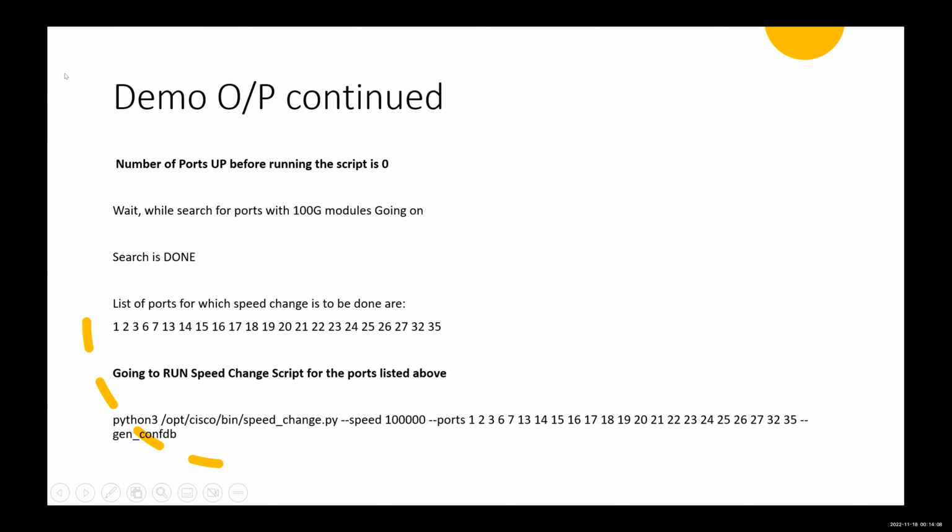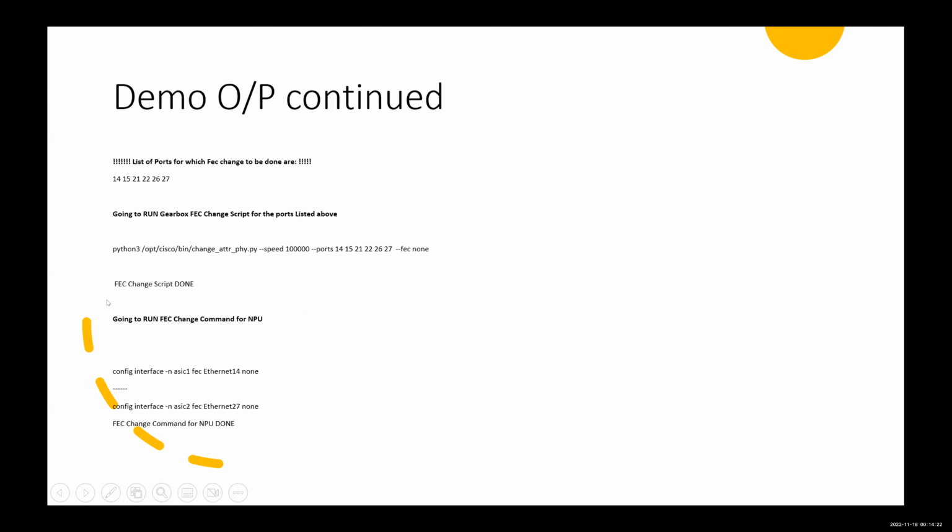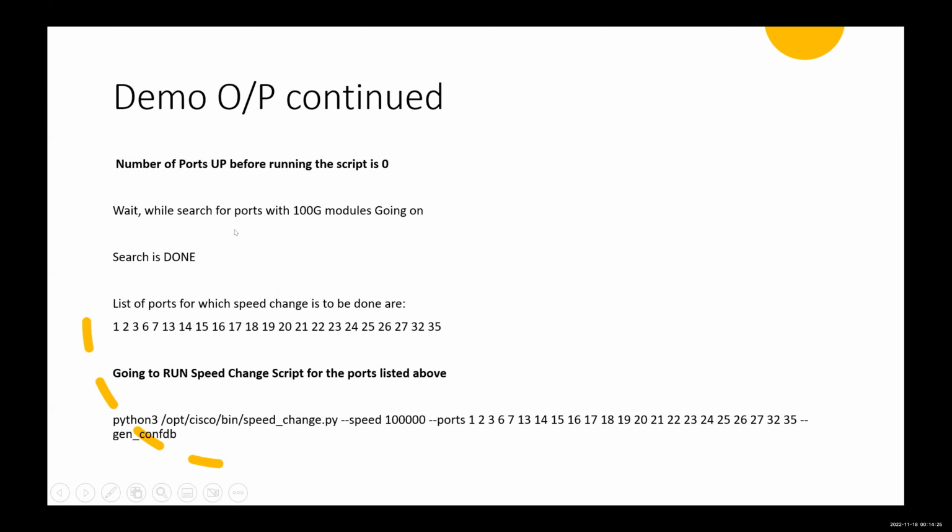Now this utility is going to search for the ports which are not matching the native speed of the port. We are searching for the modules with 100 gig, and you can see out of 36 ports, we have a list of ports which are not matching the native speed. This can usually happen in any lab scenario. Now we are going to run the speed change script for these ports.